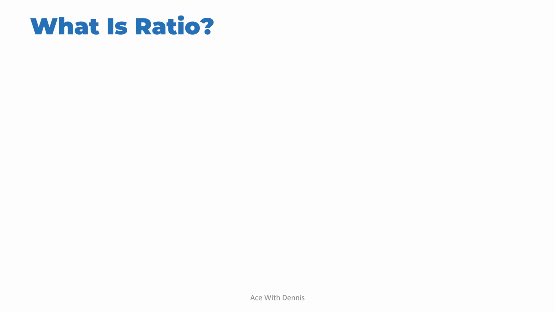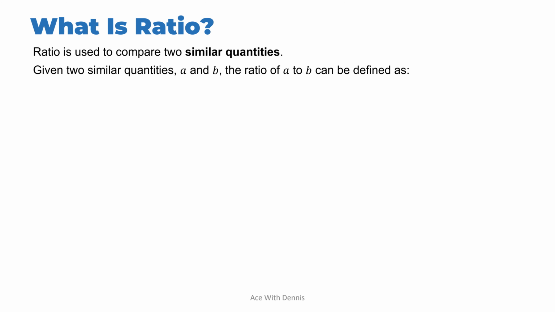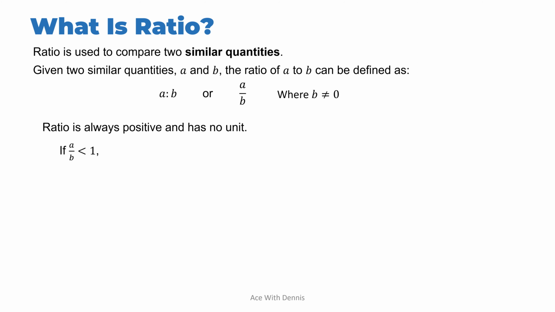What is ratio? Ratio is used to compare two similar quantities. Given two similar quantities, A and B, the ratio of A to B can be defined as A to B, or A over B as a fraction, where B cannot equal 0. Ratio is always positive and has no unit.